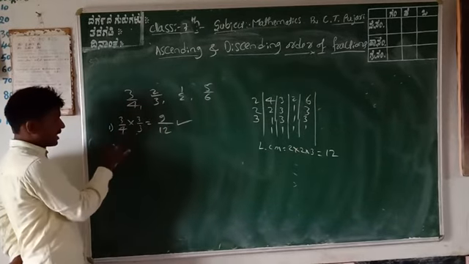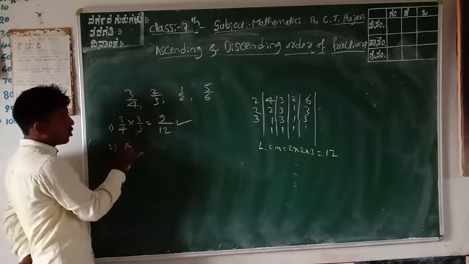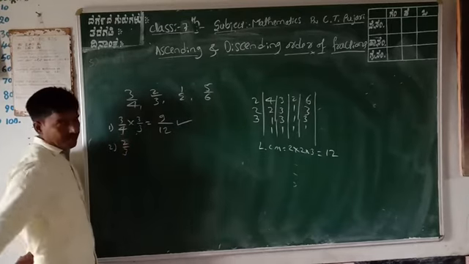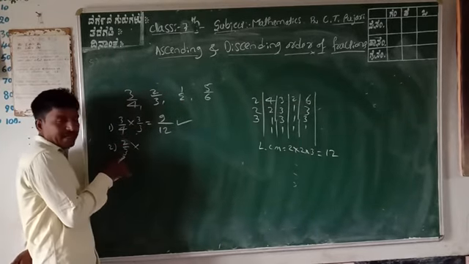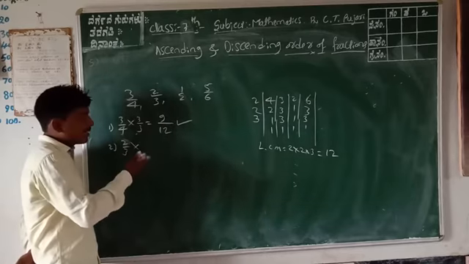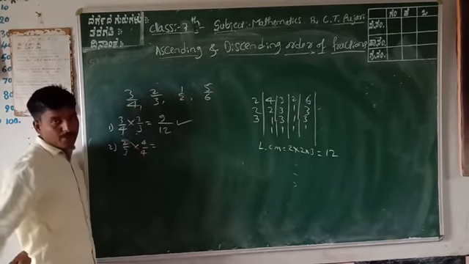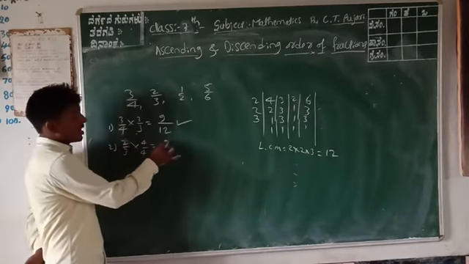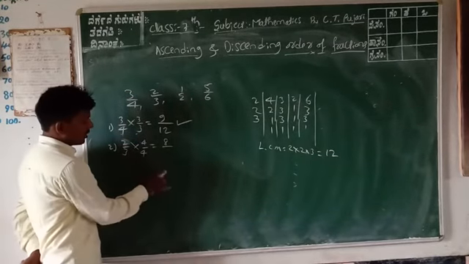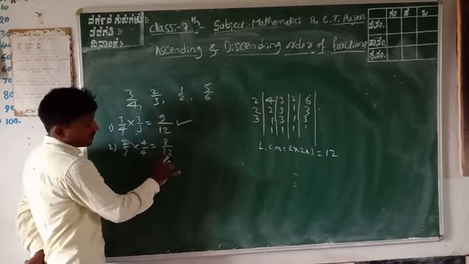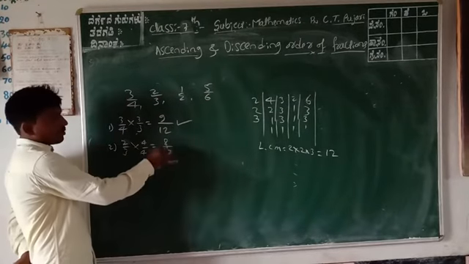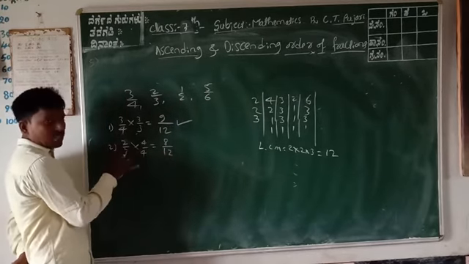Second one is 2 by 3. The given denominator is 3, you can make the denominator 12 by multiplying by 4. 2 4s are 8, 3 4s are 12. Again the denominator is 12. So it is 8 by 12, which is the same as 2 by 3.